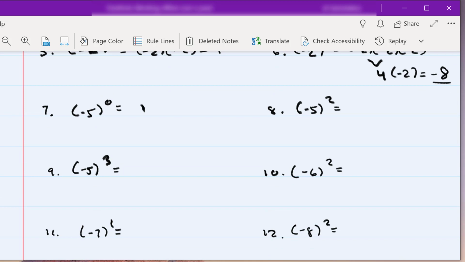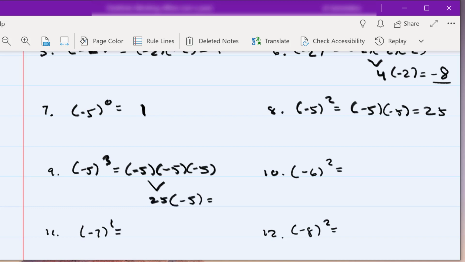Minus 5 to the 0 is 1. Minus 5 squared is minus 5 times minus 5, which is 25. Minus 5 cubed is minus 5 times minus 5 times minus 5. Minus 5 times minus 5 is 25, times minus 5 is minus 125.